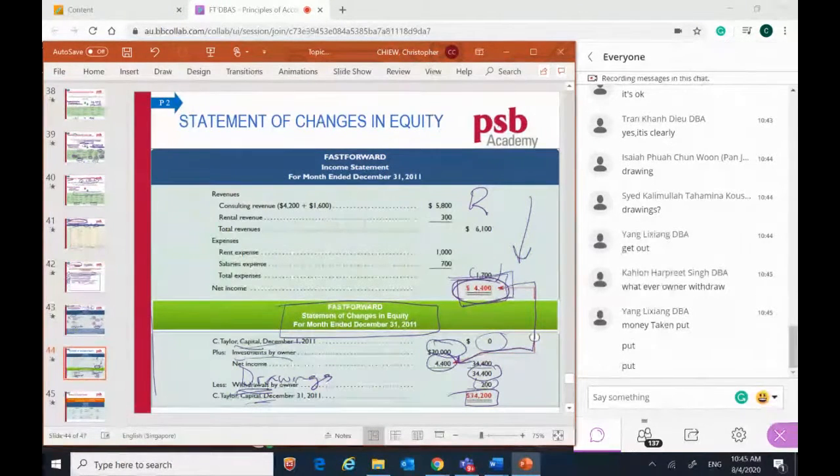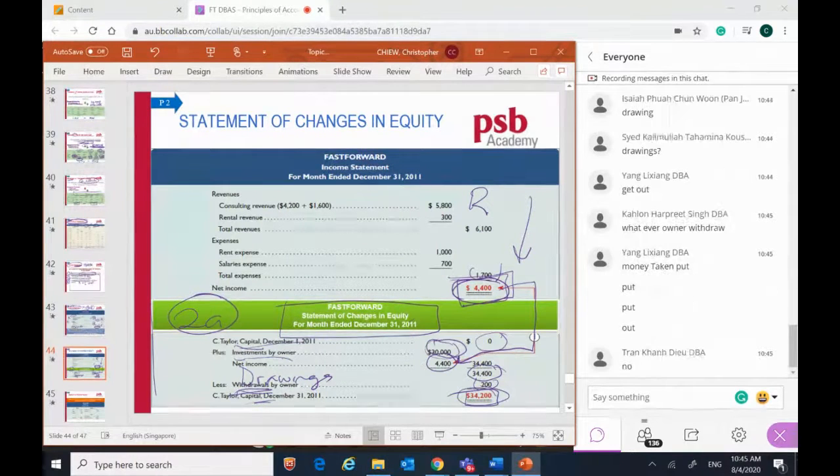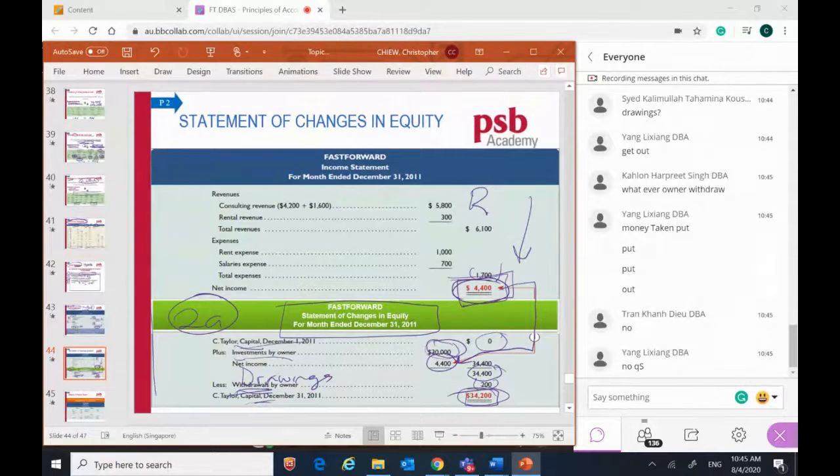Okay. Can you see this statement of changes in equity? It will show you how the equity changes over time. Okay, from nothing to 30,000 to 34,400 to 34,200. Got it? Any questions? All right, the last one.